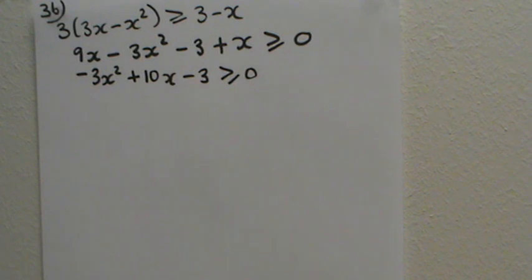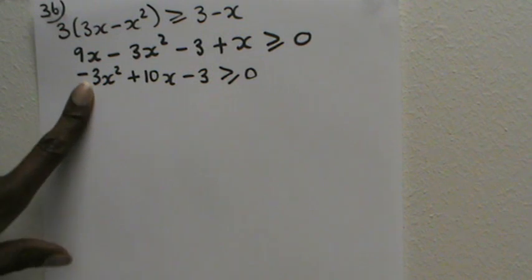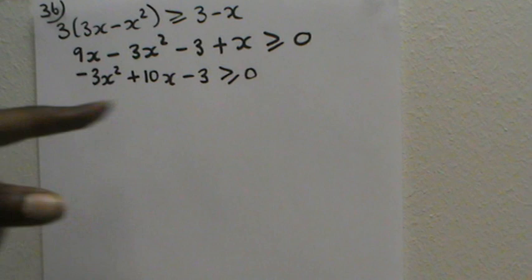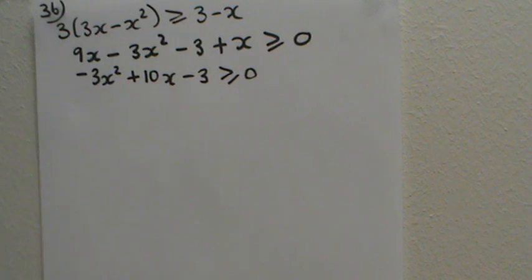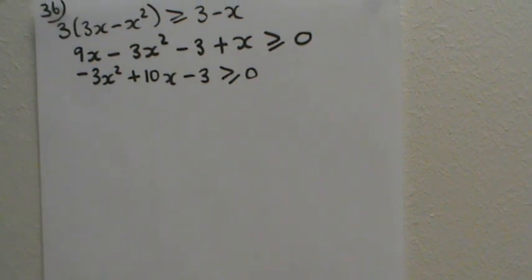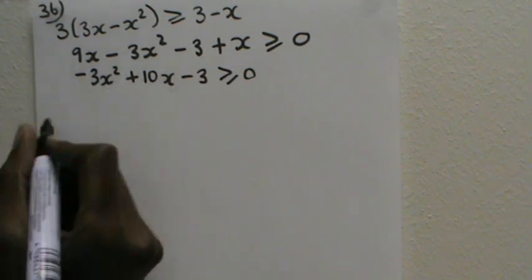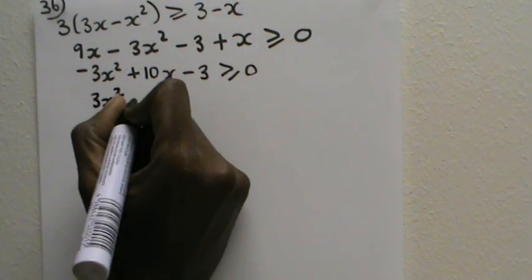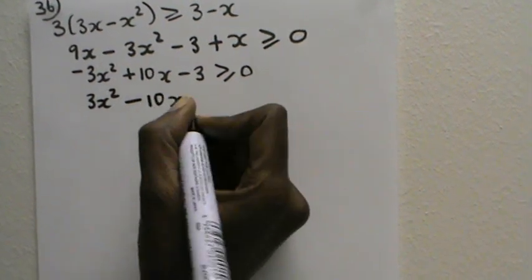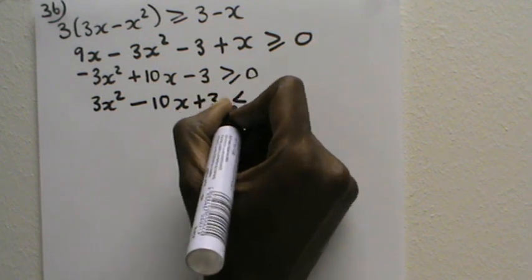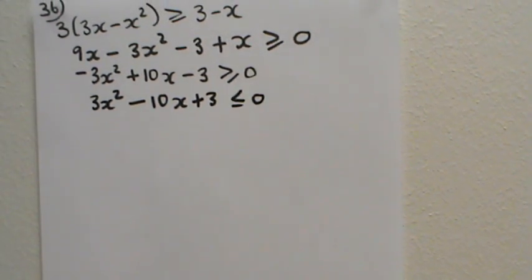Okay, so with this quadratic, what I want to do is I want the leading term, that is the term in front of the x squared, to be positive. So I will divide throughout by negative 1. And when I do that, this inequality should change the direction it's facing. So when I divide this by negative 1, it's 3x squared. When I divide this by negative 1, it becomes negative 10x. Divide negative 3 by negative 1, this is plus 3, and then my sign changes direction.